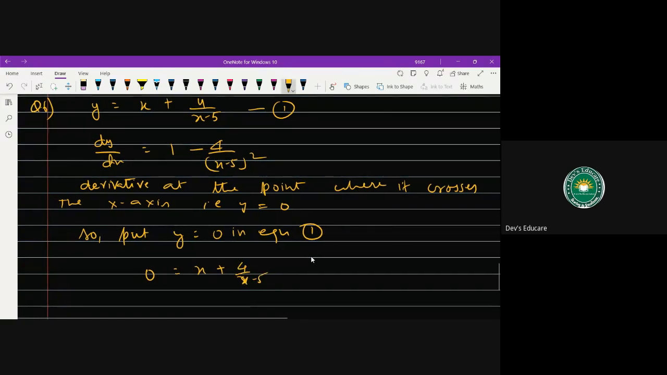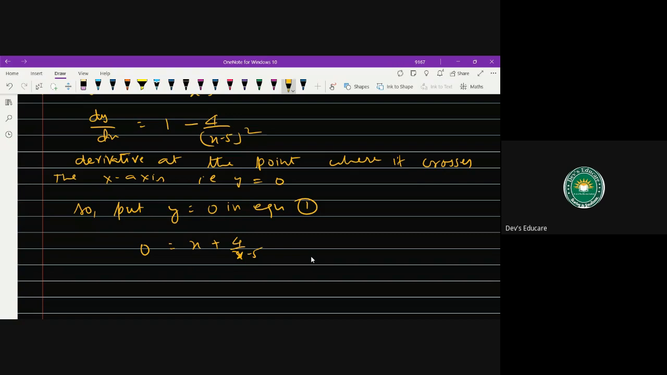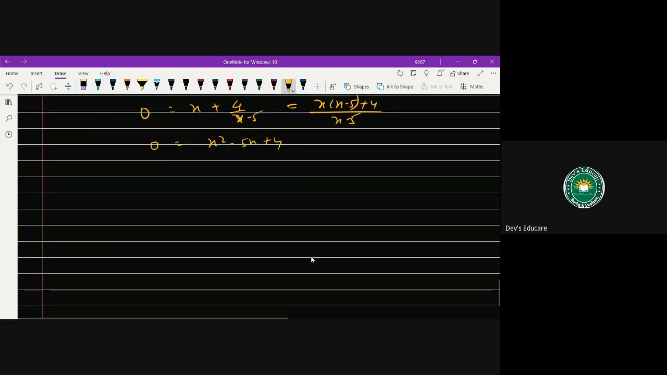Okay, so we have x into x minus 5 plus 4 upon x minus 5. So 0 equals x square minus 5x plus 4. So we have x square minus 5x plus 4 equals 0. Minus 4x minus x plus 4 equals 0. x minus 4, minus 1 x minus 4 equals 0. x equals 1 or 4.